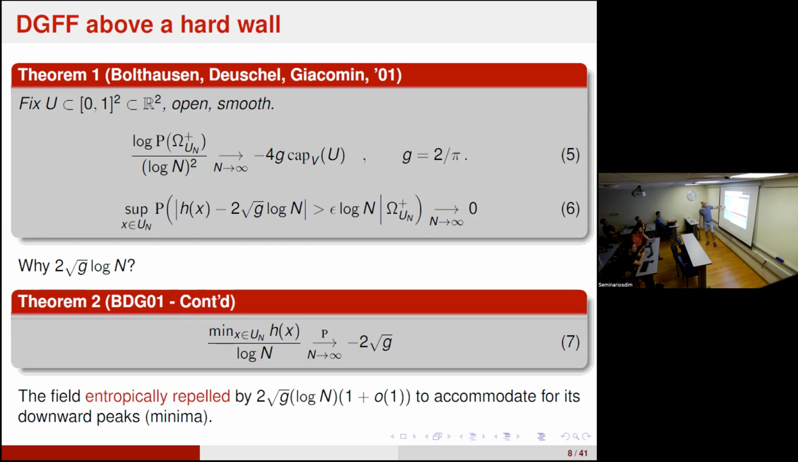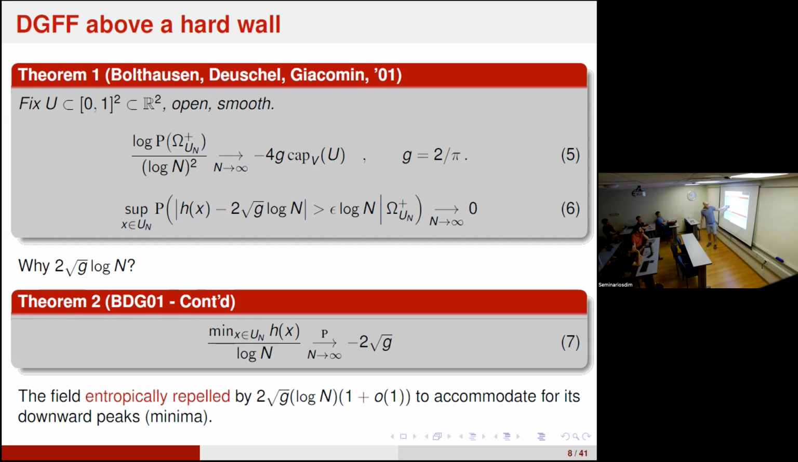Moreover, they showed that under this conditioning, if you're conditioning this object to be positive in the bulk, in this subset, then it lifts up by an order of 2 square root of g log n. So even though you just conditioned to be positive, it actually lifts up quite a lot. Not just positive, it lifts up to level log n.